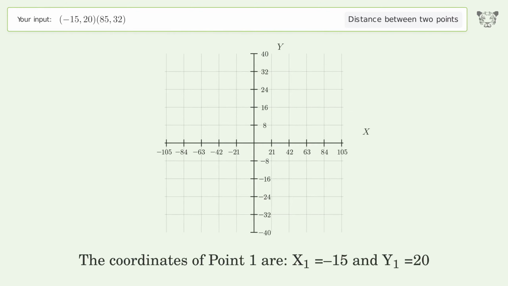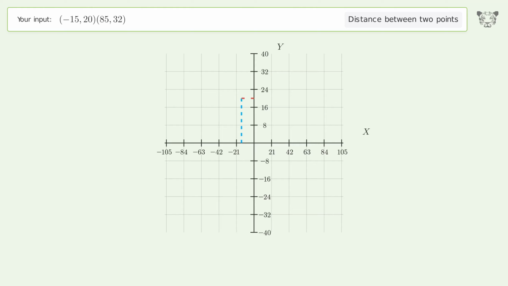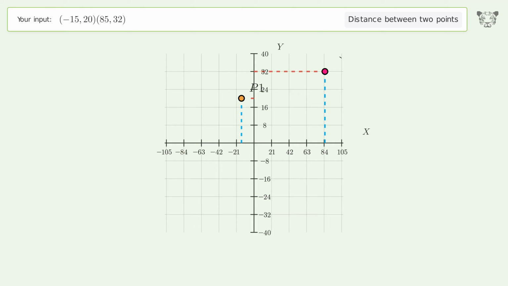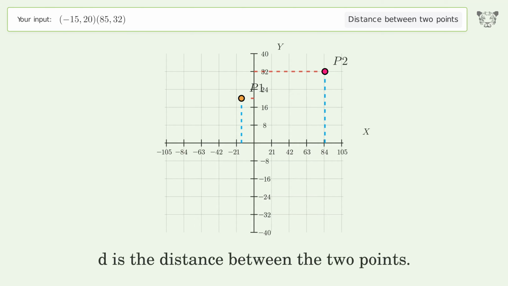The coordinates of point 1 are, x1 equals -15 and y1 equals 20. The coordinates of point 2 are, x2 equals 85 and y2 equals 32. D is the distance between the 2 points.